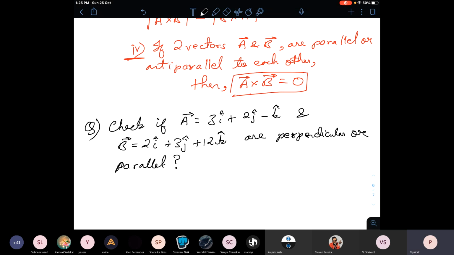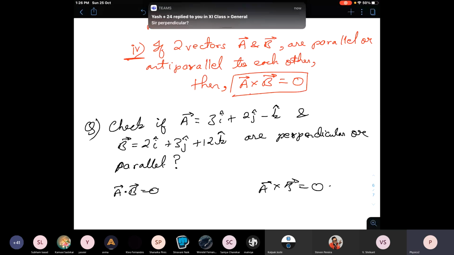Okay, suppose this is the question. You have been asked to check whether a vector and b vector are parallel or perpendicular to each other. Since they are asking about perpendicular also, you have to calculate a dot b also and a cross b also. Because if it is perpendicular, a dot b will be 0. If it is parallel, then a cross b will be equal to 0. So you have to check both. First check a dot b. If you check a dot b, you will find that it is coming to be 0.